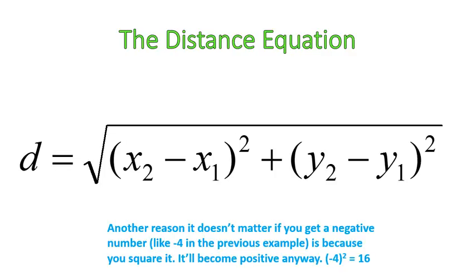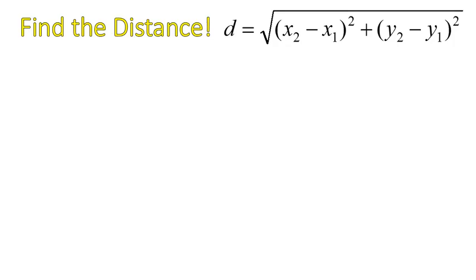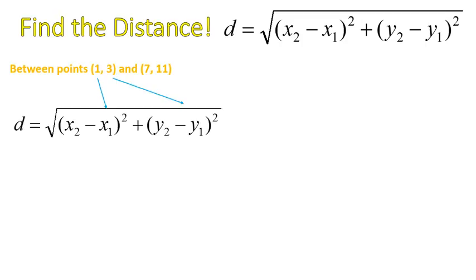Okay, so that's just a note, and I'll show you that in the next 3 examples that we'll see. Let's use this equation to find the distance when you're given 2 points. The points that we're going to be working with are (1, 3) and (7, 11). We're going to use our distance equation.